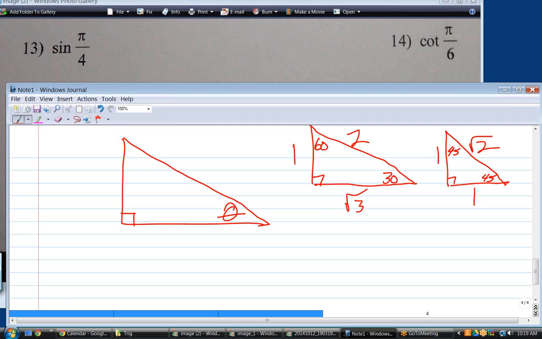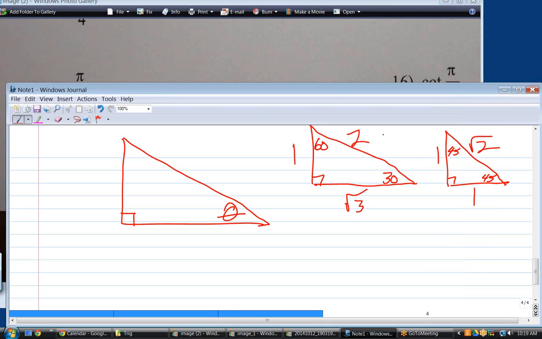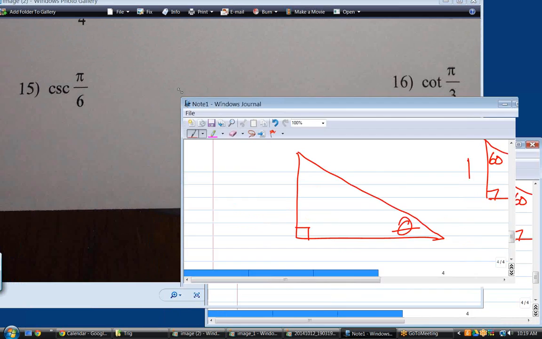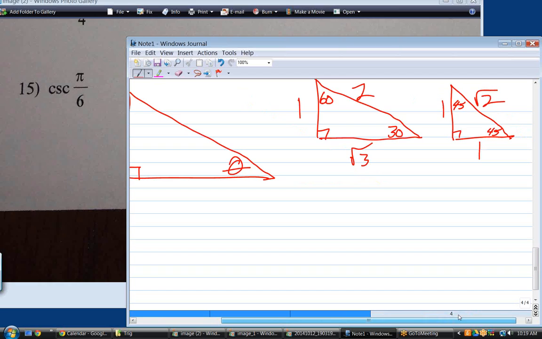Okay, cotangent's the opposite of tangent, the reciprocal of it. So tangent of 30 would have been 1 over root 3, but cotangent's actually root 3 over 1, so you don't need to rationalize it. Cosecant of pi over 6. So that's 30. 2 over 1, so 2. Good.